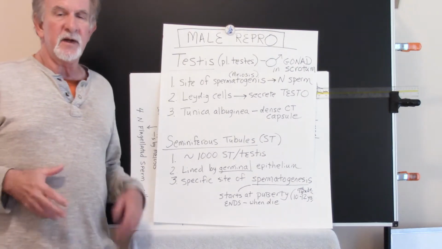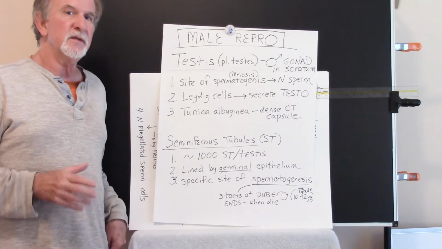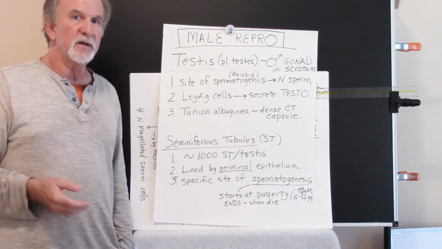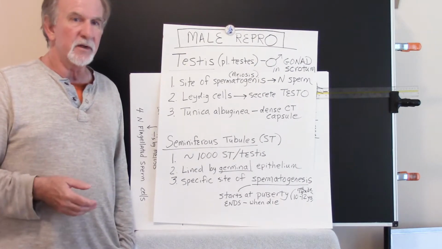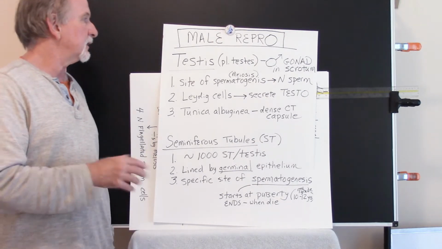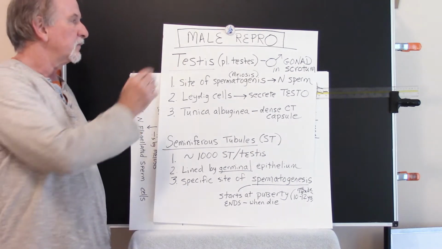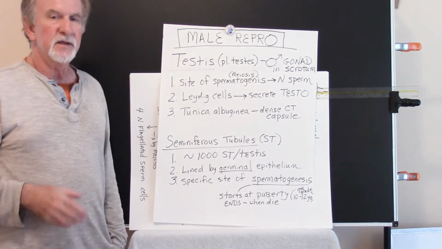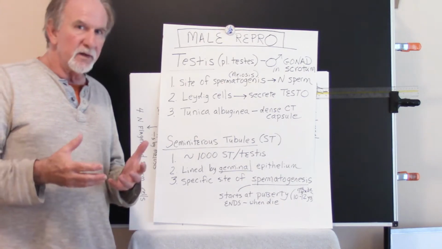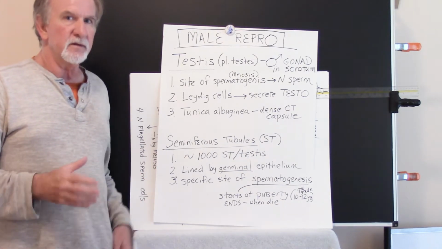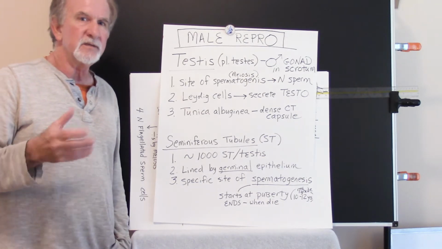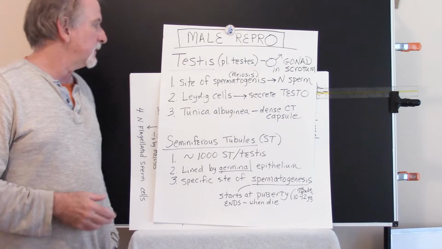So we're going to begin by looking at the male reproductive system, and that's what I'll cover in this video, and then I'll make another video over the female reproductive system. So the male gonad is the testis. Plural would be testes, and the testes are in the scrotum. A gonad is a sex organ where meiosis occurs to make sex cells or gametes.